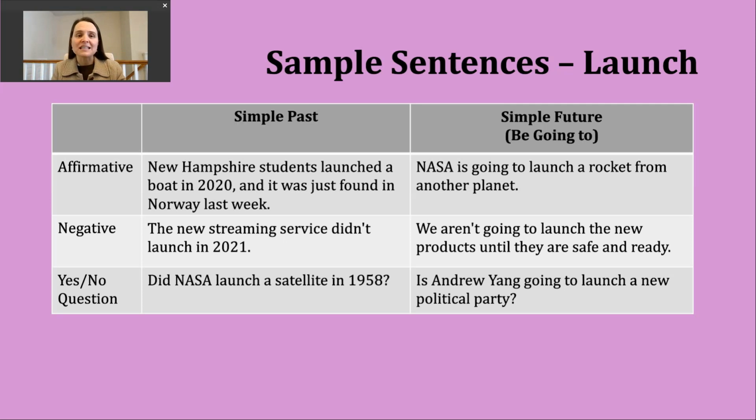Now let's move on to the negative. To do this, we're going to start with our subject, then have did, not, and then the base verb. So notice we're not using that ed form with our negative. Here's another example. The new streaming service didn't launch in 2021. Okay? This is talking about a business venture, a platform in this case, and here meaning it did not begin, it didn't start to operate.